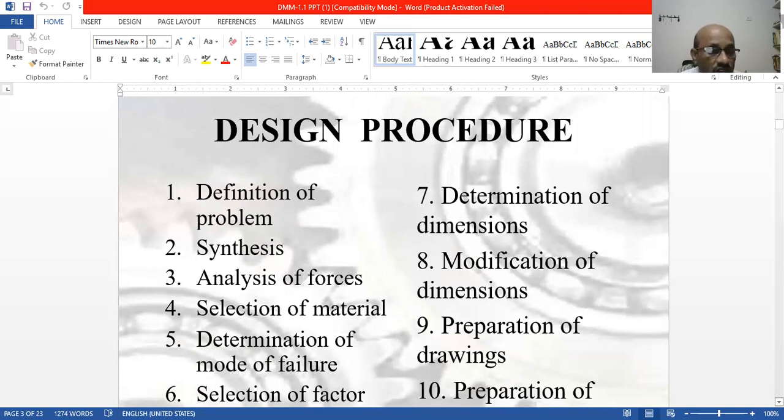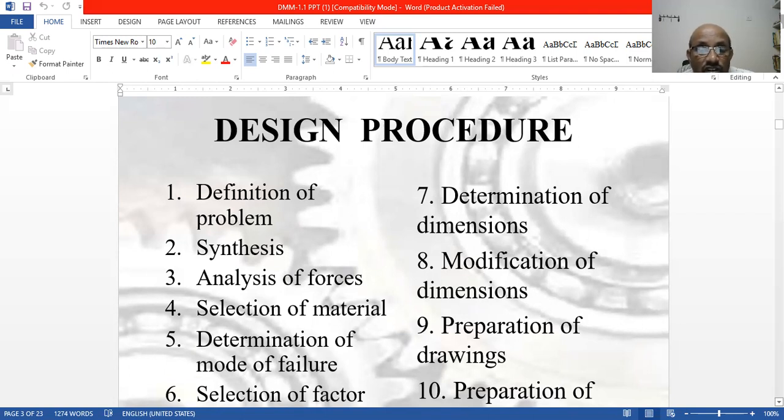Another one is selection of material. Which material do we have to select? Suppose we are considering the material for a single point cutting tool, that is steel. We take steel and manufacture the single point cutting tool. So over there we select a material for it, and that is the most important one. We cannot select copper, we cannot select aluminum. So the selection of material is very important.